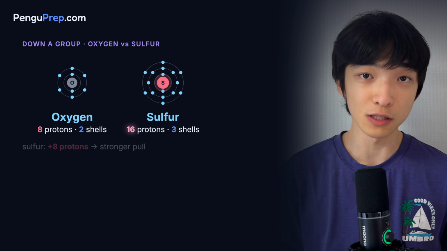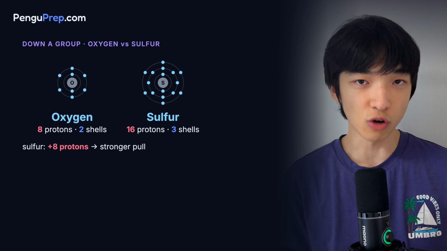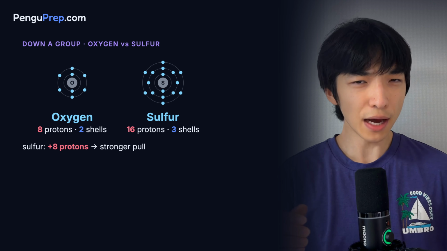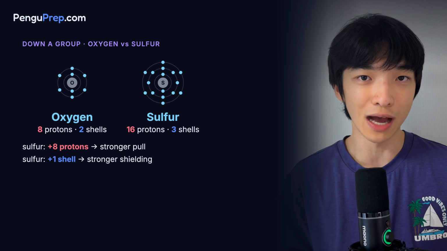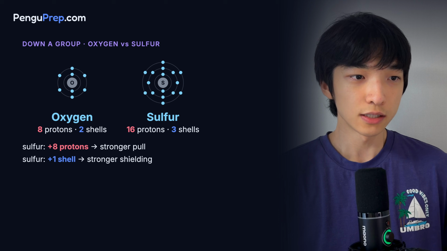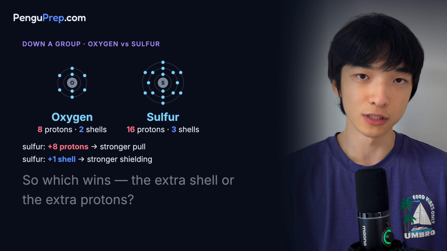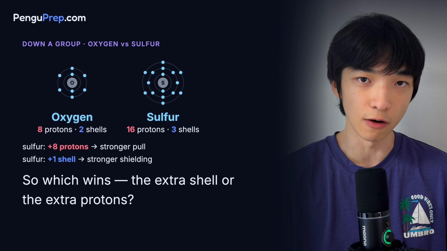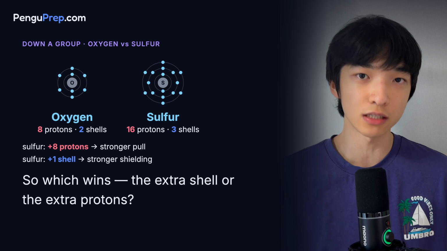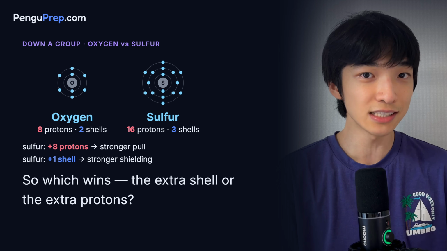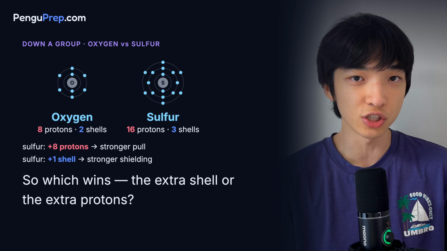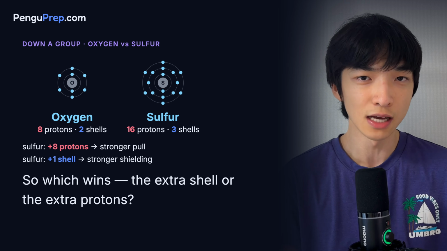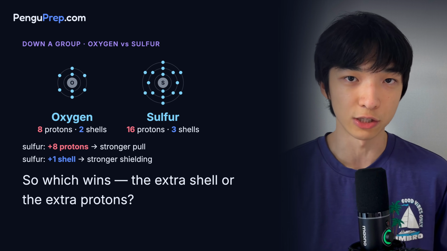Sulfur has 8 more protons than oxygen does, so it has a stronger attractive force than oxygen. But sulfur also has 1 more electron shell than oxygen, meaning that it also has a stronger repulsive force. So this means that if the repulsive force gained by an additional electron shell is less powerful than the attractive force gained by 8 protons, then sulfur's electronegativity will be greater than oxygen. But if the electron shell is more powerful than the 8 protons, then sulfur will have a lower electronegativity.